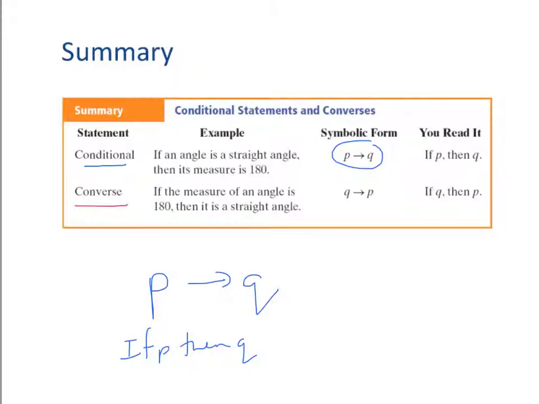The converse is just the opposite. You take the then and it becomes the if. You take the if and it becomes the then. If the measure of an angle is 180 degrees, then it's a straight angle. Mathematically, we read it like this: Q implies P, or if Q, then P. The third concept would be counterexample. That is the lesson, Chapter 2, Section 1.